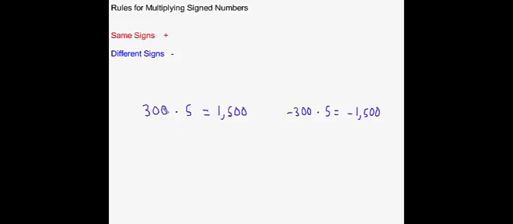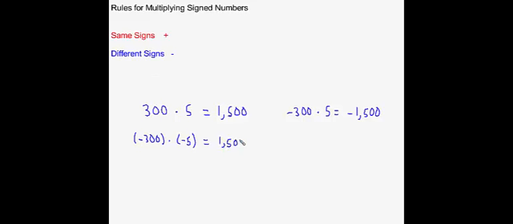Now they don't have to be both positive. A variation on this would be if you had negative 300 and you were multiplying by negative 5. It doesn't matter that I changed the positive numbers to negative. The rule is, as long as the signs are the same, the answer comes out positive. So this number's negative, this number's negative. They have the same signs, meaning they're both negative. So my answer will come out positive.